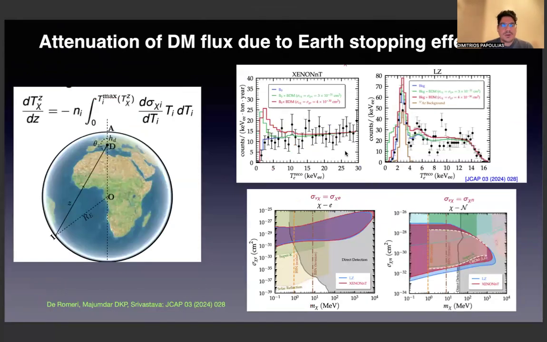And we didn't stop only there, but we also took into account Earth stopping effects, which lead to an attenuation of the dark matter flux. So, for example, imagine that the dark matter particle strikes the Earth from this point. So this is the entry point, and here at Gran Sasso, the XENONnT experiment is the outgoing point. But the dark matter along this path through the Earth, within the interior of the Earth, will have interacted with various particles of the Earth. This will lead eventually to an attenuation of the flux that reaches the detector.